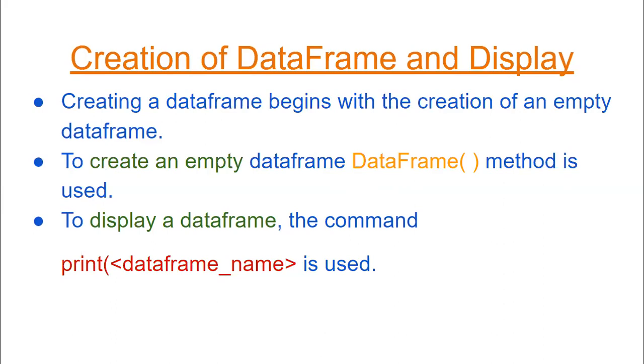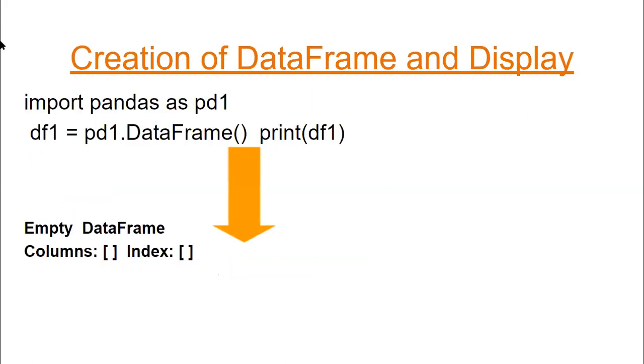And how to display the data frame? With the help of the print command. Print, within the brackets, type your data frame name. That is the way to display the data frame. To create an empty data frame, we use the method DataFrame, and to display it, we use print with the data frame name. Here I have given a simple example of how to create a data frame and how to display it.